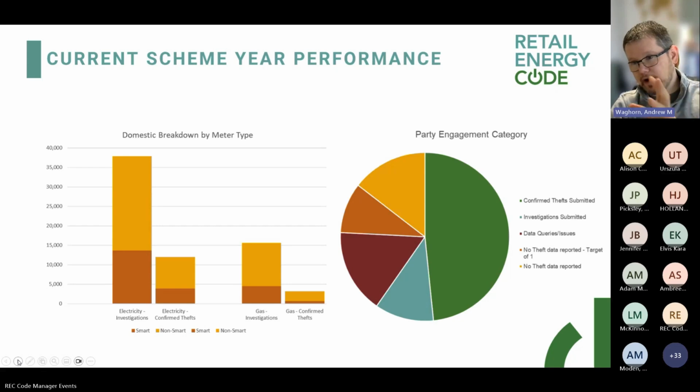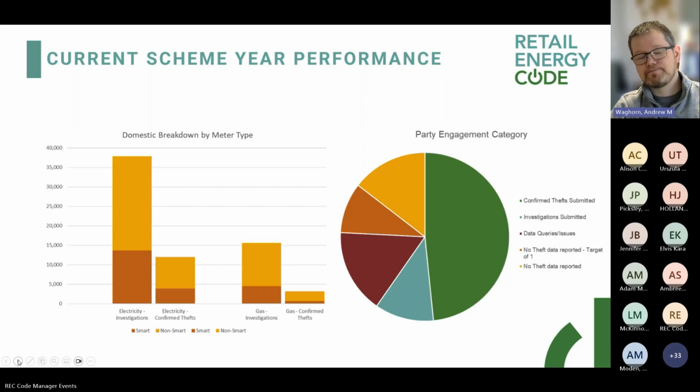And then we've got the remainder, which is where we've had no theft data reported, and we've split that between those who've just got a target of 1. So obviously, generally quite small market shares, and perhaps you would expect a lower level of activity, although not nil. You are still part of the scheme. And then that small wedge with no theft data reported at all.